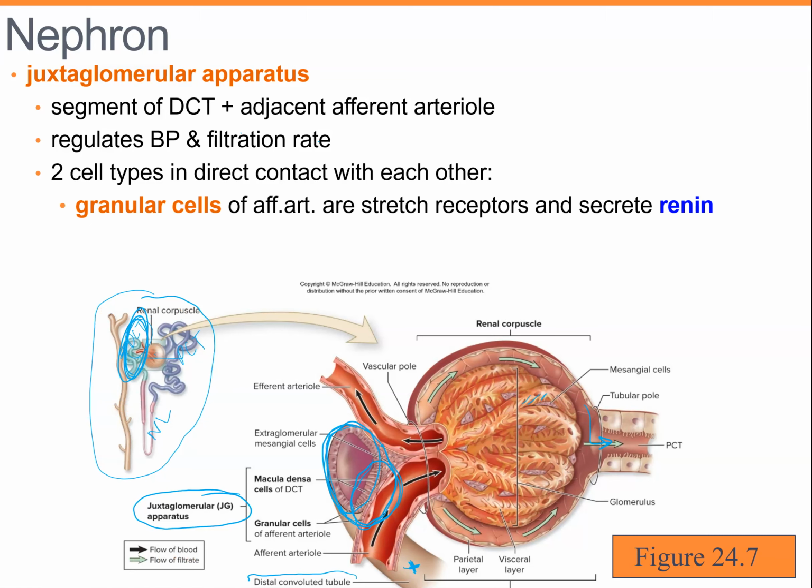You've got granular cells in this afferent arteriole, and those are these pink cells right here. These are stretch receptors. That's going to become really important when we talk about blood pressure. They also secrete renin, and we have already talked about that, and I can't remember which chapter we learned that in. I think it was the blood vessel chapter where we learned that. So we'll review that in a moment.